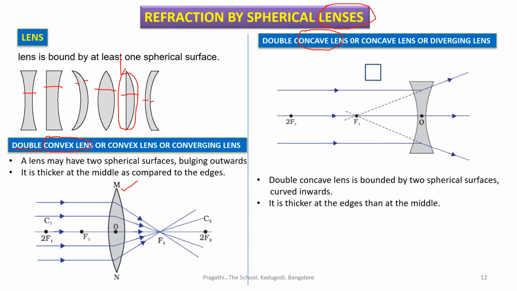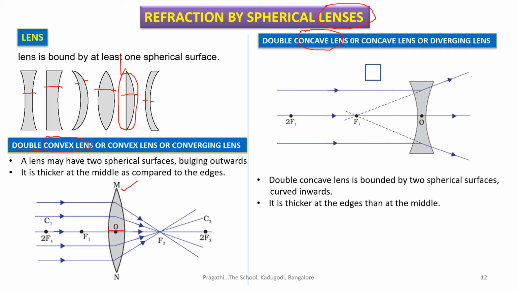There will be two spherical surfaces: one spherical surface, and this is the second spherical surface. Bulging outwards, it is thicker at the middle. See here it is thicker, and as it goes, it becomes zero. So that is the characteristic of a convex lens.